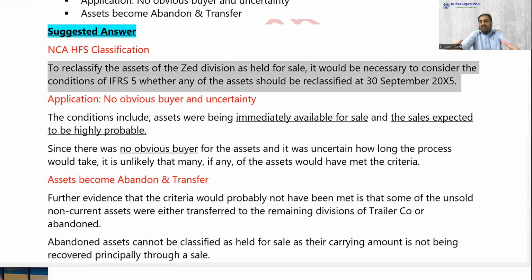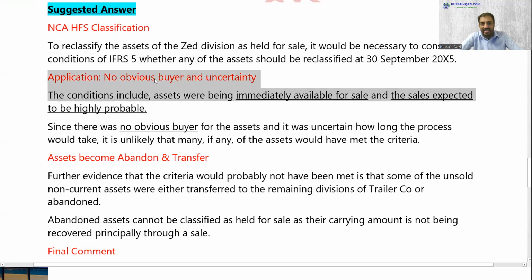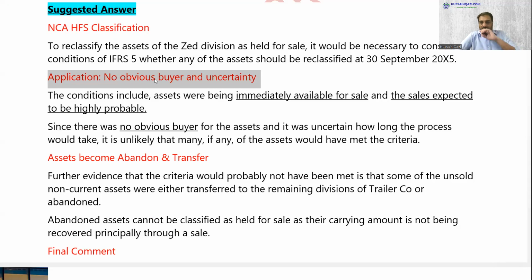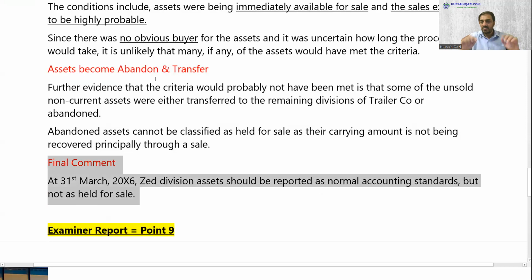Here you have started the answer by putting the knowledge and simultaneously the application, because you have incorporated the name of the company as well. Number two, with this application, 2 points are important. Here, with the case, there is no obvious buyer and still uncertainty about how long the process would take. It's mentioned in the question. And another point, assets become abandoned and transferred. So you need to read these 2 points as well, and then make a final comment.